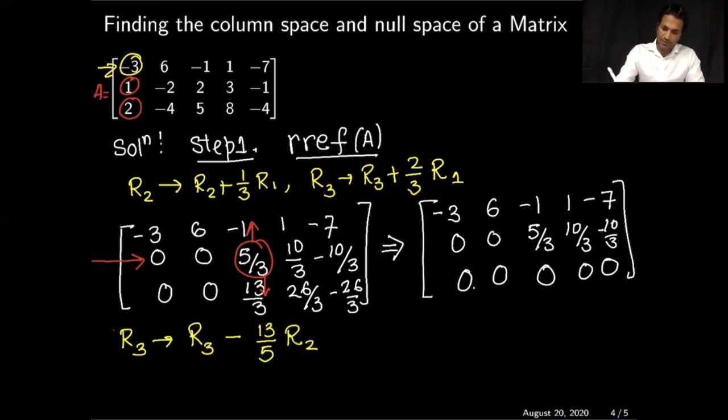Next, we will eliminate this entry, which is a negative one. My operation will be on R1: R1 minus, the entry to be eliminated is a negative one, so that will make positive one, divided by the pivot, which is 5/3, so it's going to become 3/5 of R2.